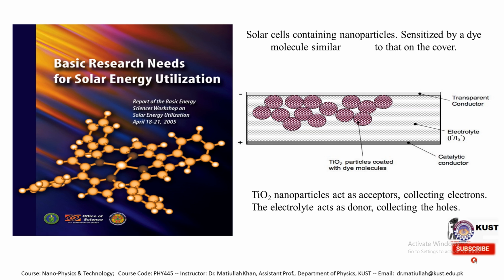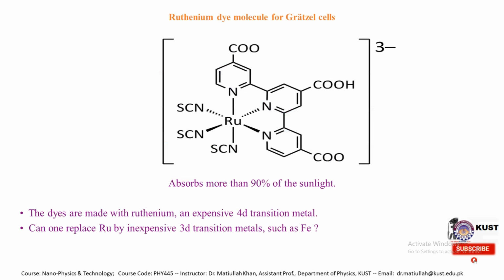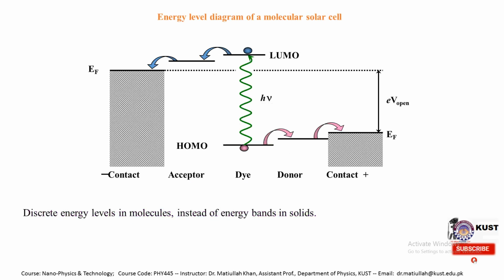Especially it is used with TiO2, where TiO2 nanoparticles act as acceptors collecting electrons, while the electrolyte acts as a donor collecting the holes. We have a ruthenium dye molecule for some particular solar cells. This is the molecule, and it absorbs more than 90% of the sunlight. The dyes are made with ruthenium, an expensive transition metal. Is it possible that we can use iron instead of ruthenium? But many questions arise, because we have some complication in the structure of that.